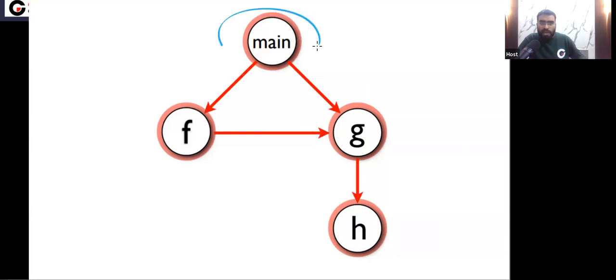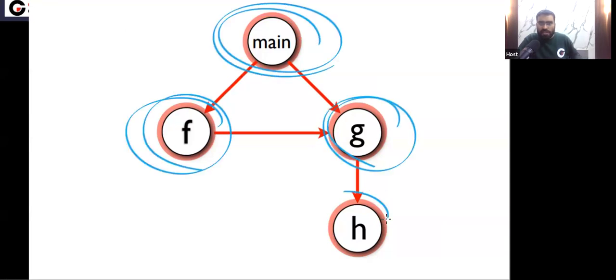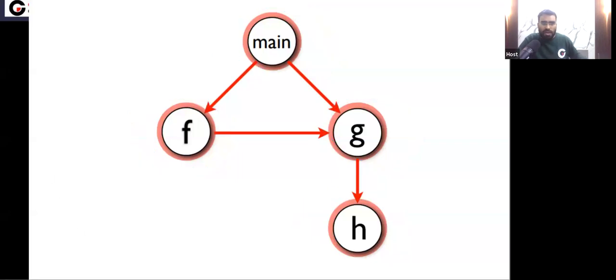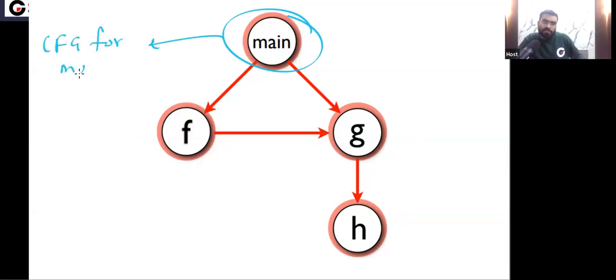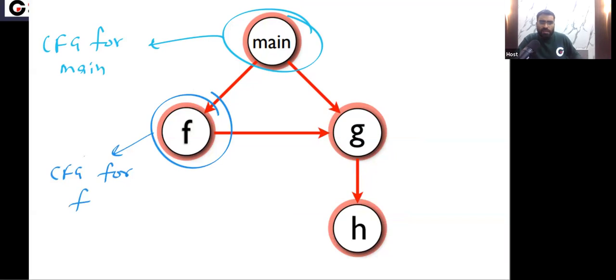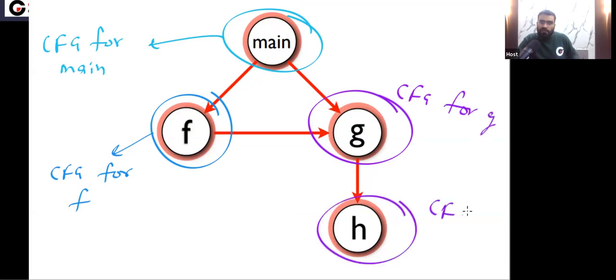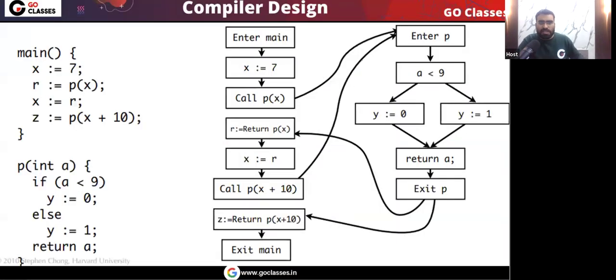Now remember, for every procedure, a control flow graph is created. So there will be a control flow graph for main, a control flow graph for f, a control flow graph for g, and a control flow graph for h. For every procedure, we create the control flow graph. Now, these types of situations happen.